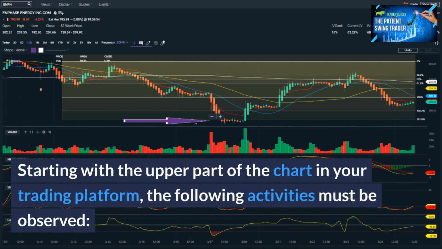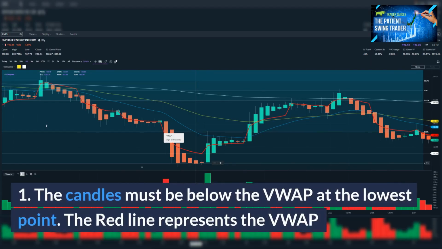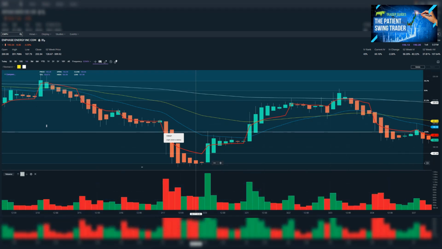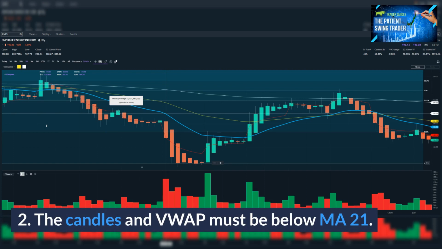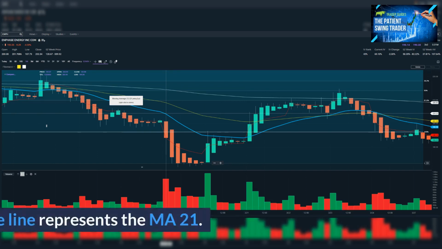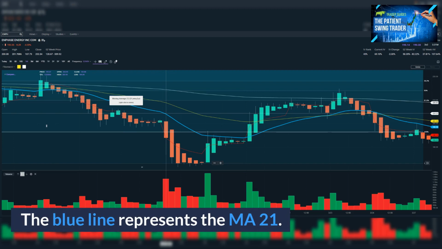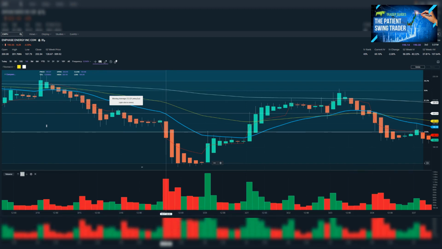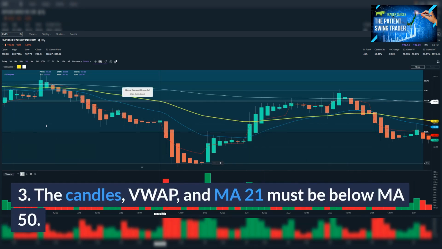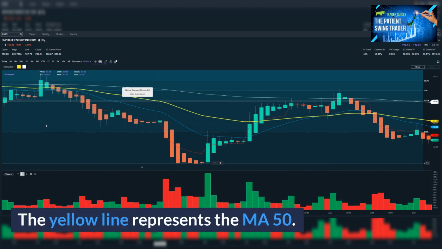Starting with the upper part of the chart in your trading platform, the following activities must be observed. 1. The candles must be below the VWAP at the lowest point. The red line represents the VWAP. 2. The candles and VWAP must be below MA21. The blue line represents the MA21. 3. The candles, VWAP, and MA21 must be below MA50. The yellow line represents the MA50.